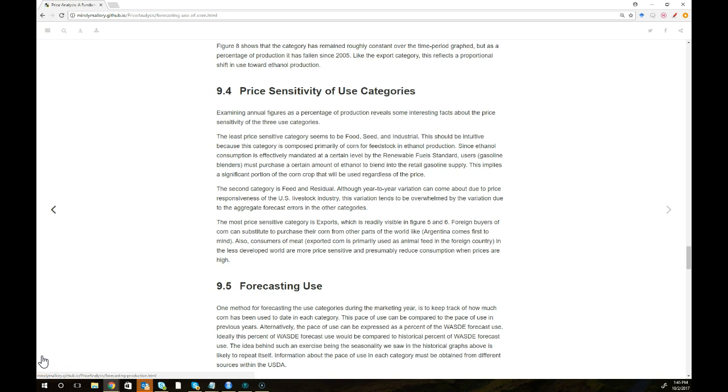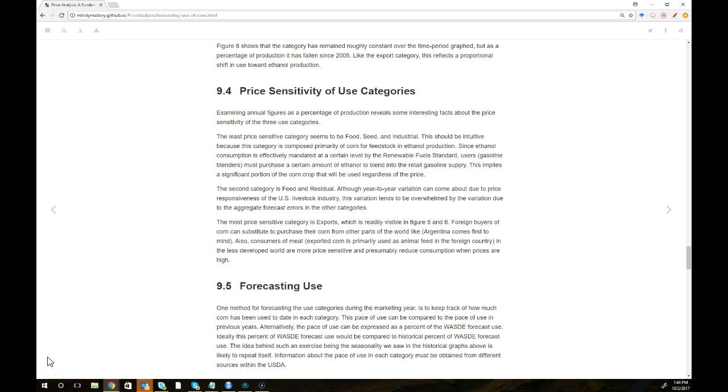Just by examining the figures above, you can get a sense that the least price sensitive category is the food, seed, and industrial category, and this is the category that includes ethanol production. And since ethanol consumption is mandated by the RFS, the demand for corn going into ethanol production is fairly inelastic.